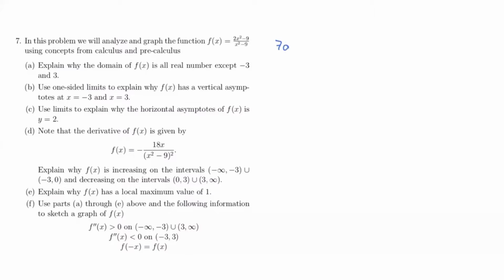This might be more than one video, by the way. It might take 2, possibly 3. Why is the domain all real numbers except -3 to 3? The best answer I've seen so far is the following.